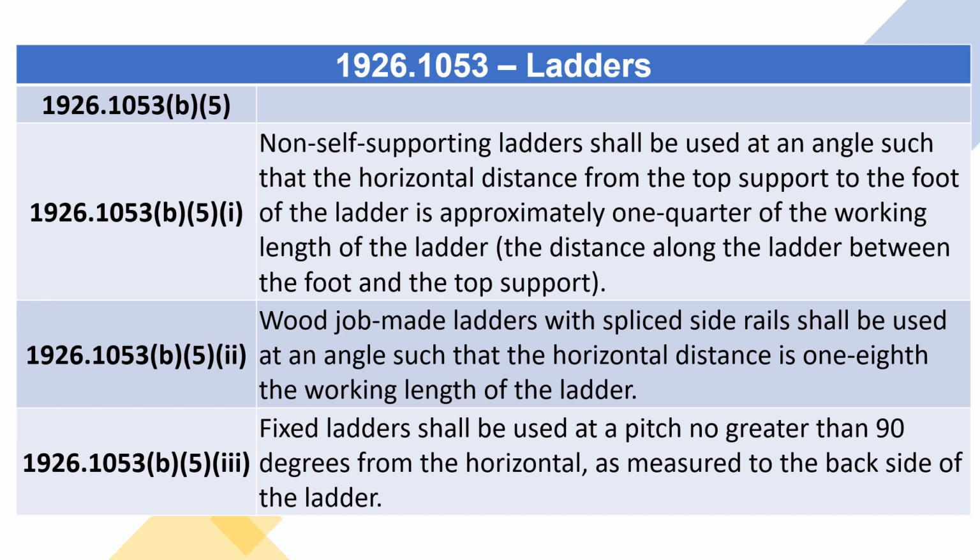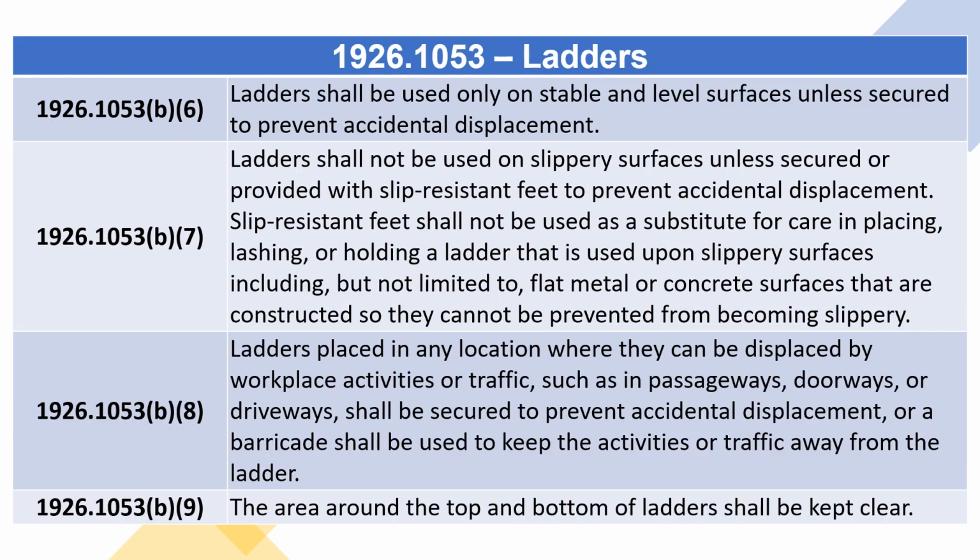Wood job-made ladders with spliced side rails shall be used at an angle such that the horizontal distance is 1/8 the working length of the ladder. Fixed ladders shall be used at a pitch no greater than 90 degrees from the horizontal, as measured to the backside of the ladder. 1926.1053(b)(6). Ladders shall be used only on stable and level surfaces unless secured to prevent accidental displacement.